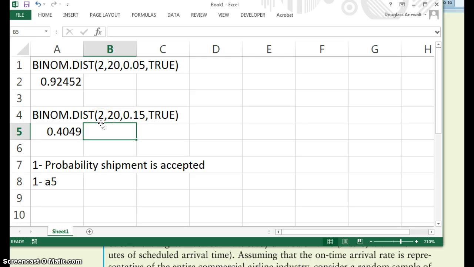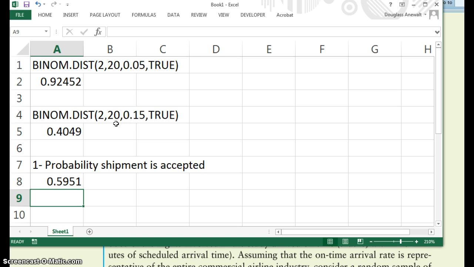But the problem wants to know what's the probability we do not accept the shipment. So if this is the probability that we do accept it, then 1 minus that should be the probability that we don't accept it. So I have 1 minus what I got there for A5. There is a 59.51% chance that we will reject the entire shipment of pins, because when we sample 20, it's going to be the case that we get more than 2 defective pins.